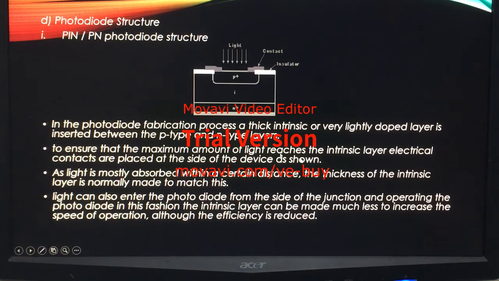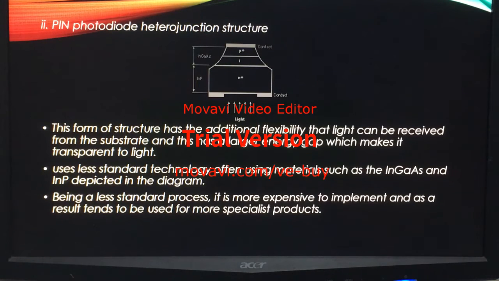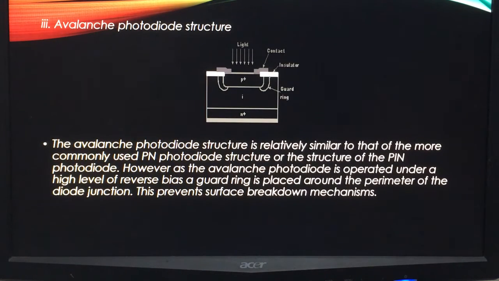Next we go to the PIN photodiode heterojunction structure. This form of structure has the additional flexibility that light can be received from the substrate, which has a larger energy gap that makes it transparent to light. This type of structure uses less standard technology, often using materials such as InGaAs and InP as depicted in the diagram. The technology used makes it expensive compared to the others, so it is not usually used in industry.